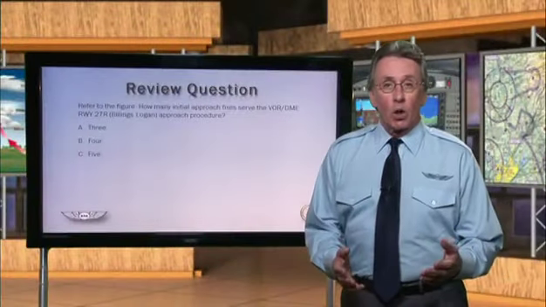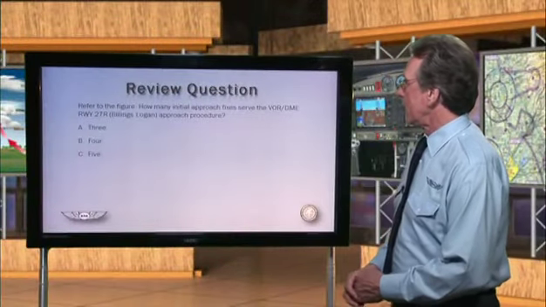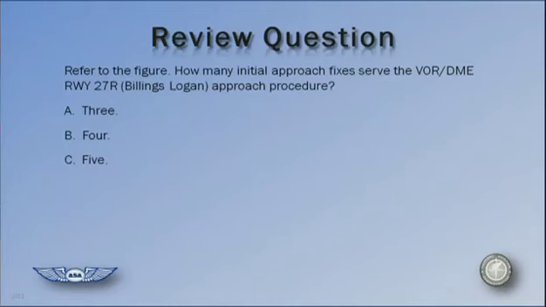Well, we have several review questions for you on this topic. Our first one, we're going to ask you to refer to a figure in a moment. How many initial approach fixes serve the VOR DME runway 27 right Billings Logan approach procedure? Which of these 3 is correct?